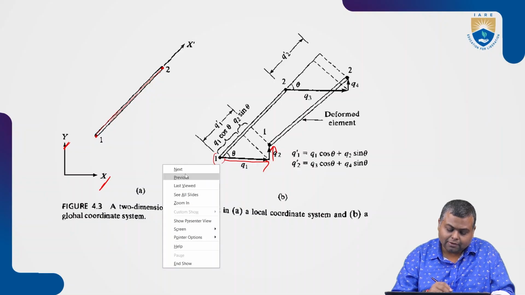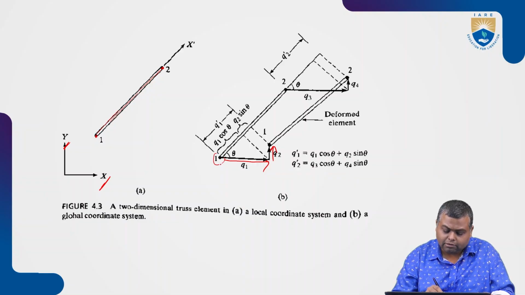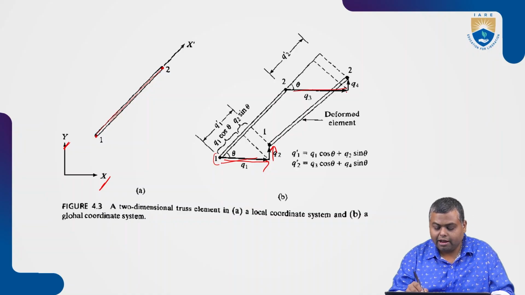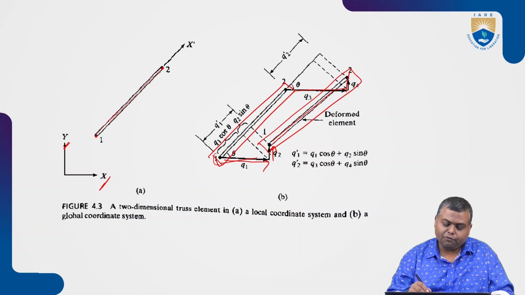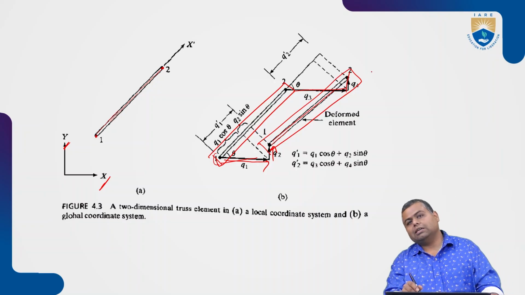So at each node we have 2 degrees of freedom in the form of Q1 as well as Q2. Similarly, Q3 and Q4. So this is the deformed element. This is the element before deformation, and this is the element after deformation. After deformation, you can see there is a slight difference in the length of the truss element.